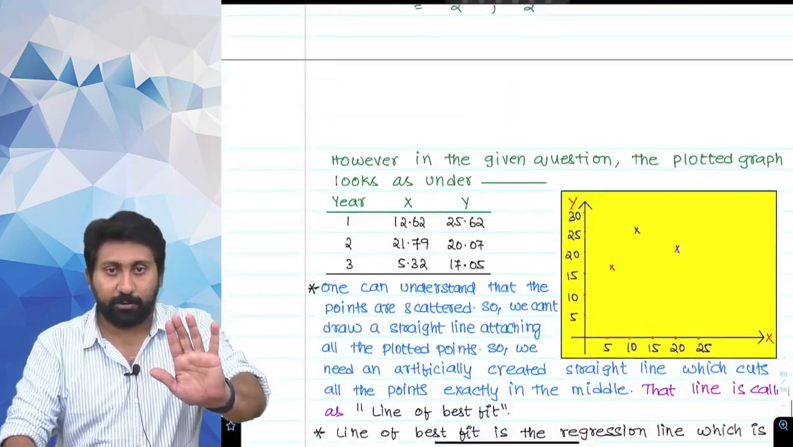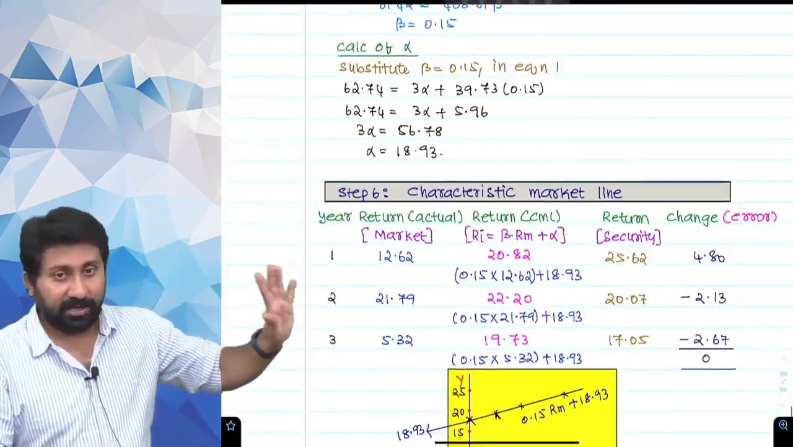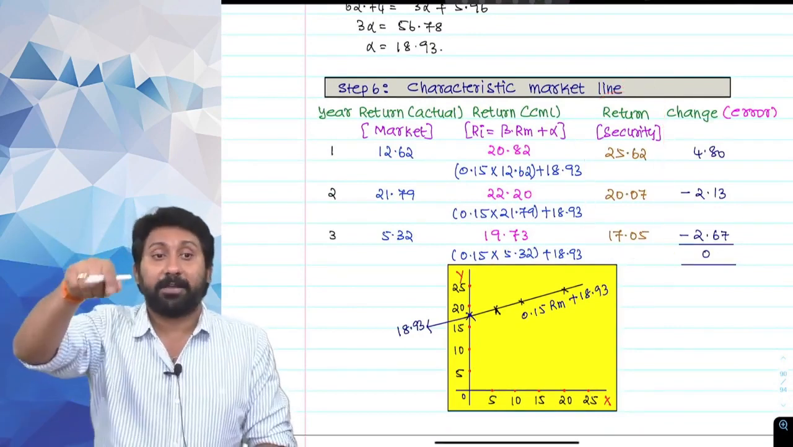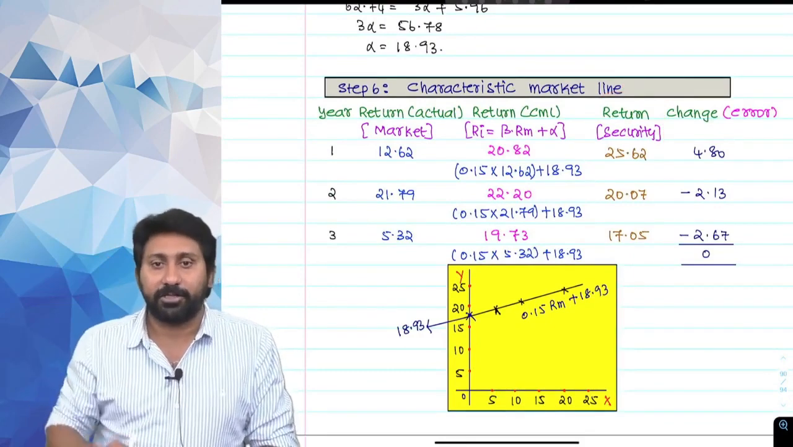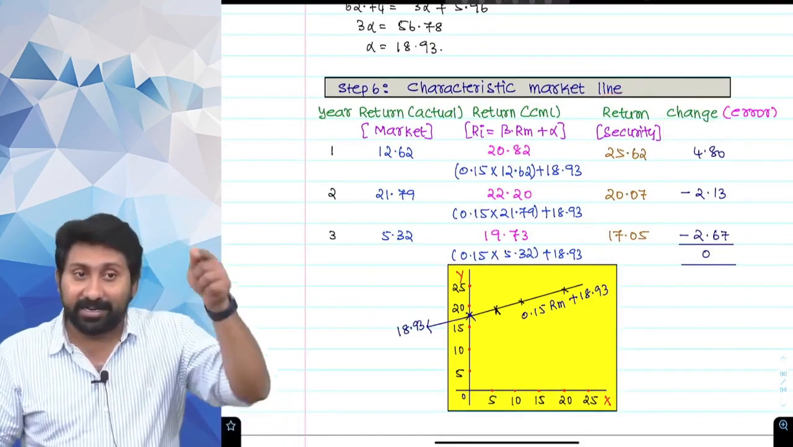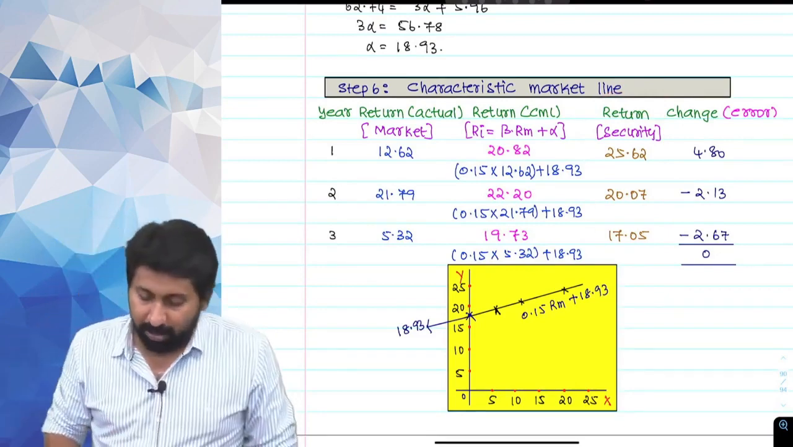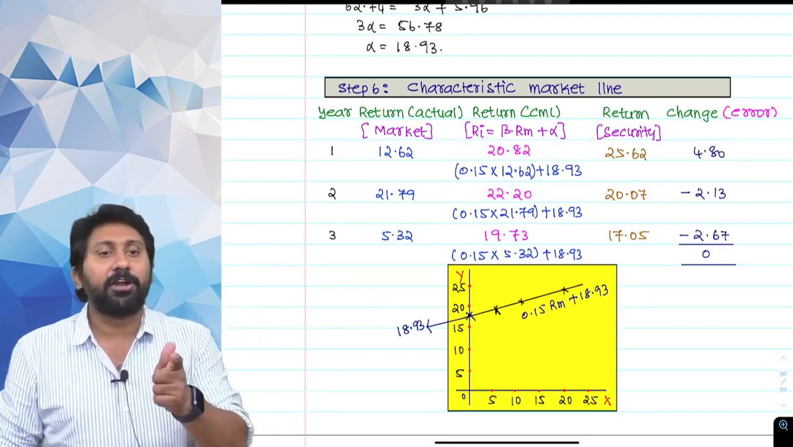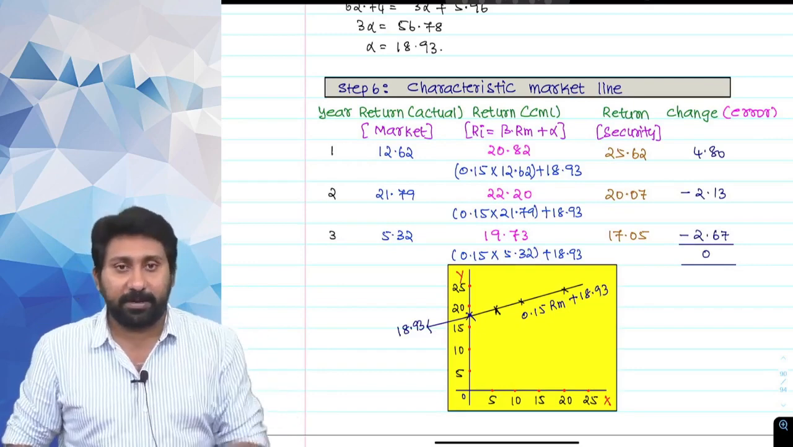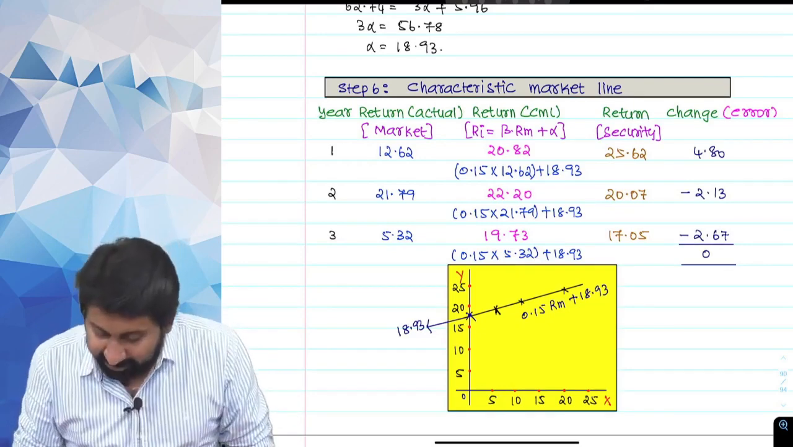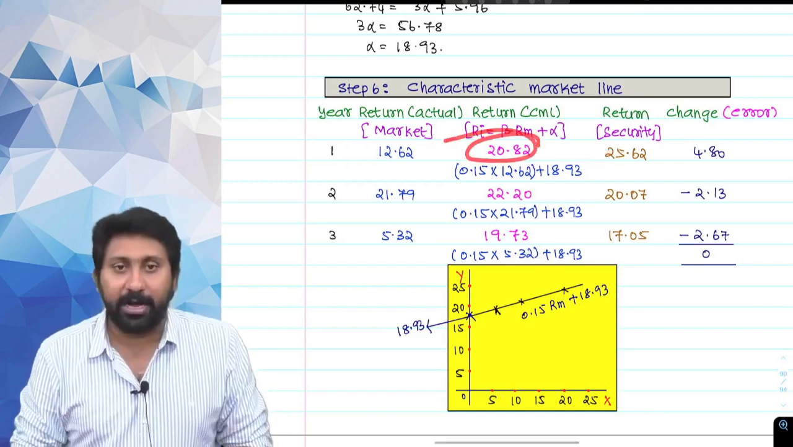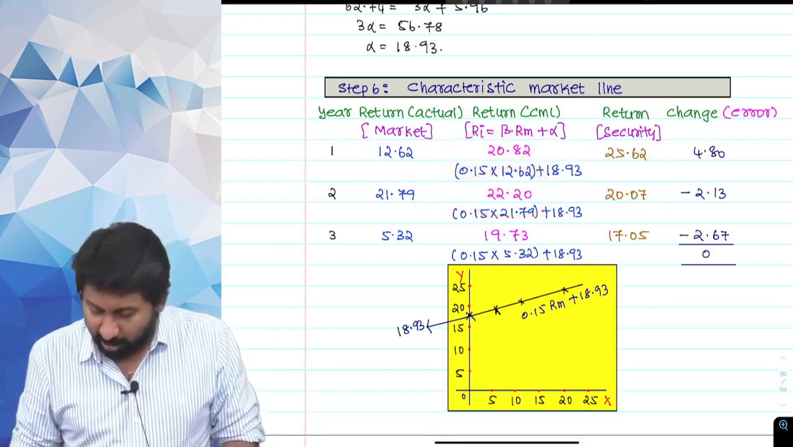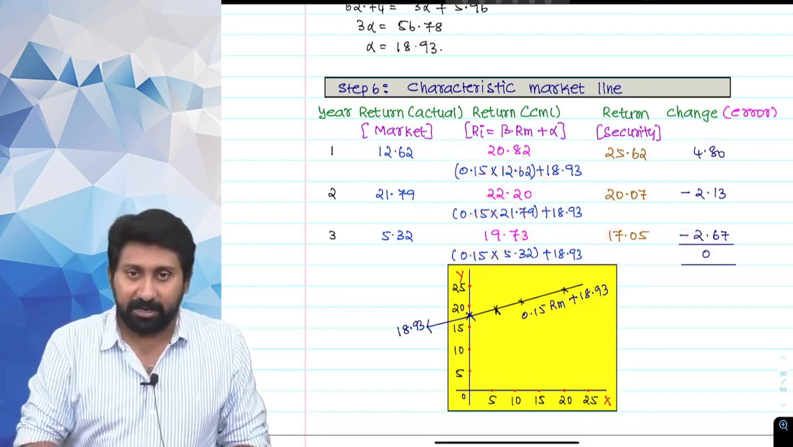I think everyone understood up to here. Now it is complicated, listen carefully. I will explain 2-3 times. This column is the actual returns we originally obtained: 25.62, 20.07, 17.05. Now, when I establish a straight line relation between market and security, it should fit an equation. What is that equation? Y equals mx plus c. If I use that equation, it is not 25.62, it is 20.82. It is not 20.07, it is 22.20. It is not 17.05, it is 19.73.